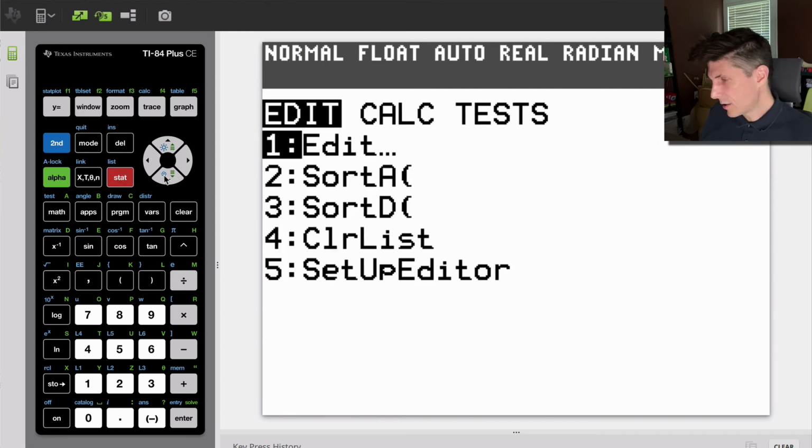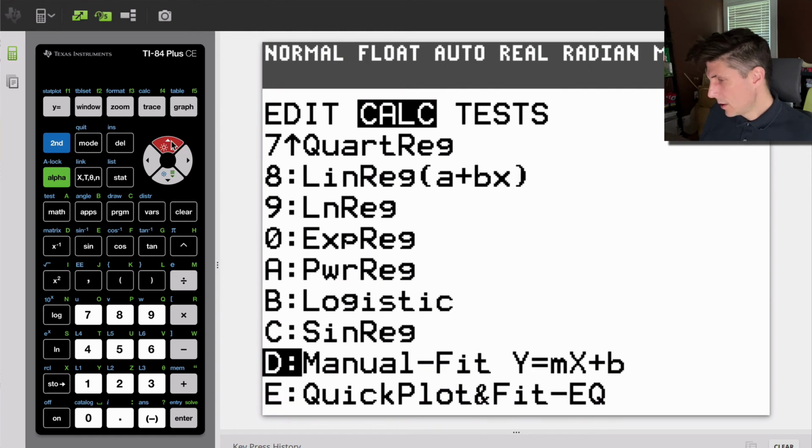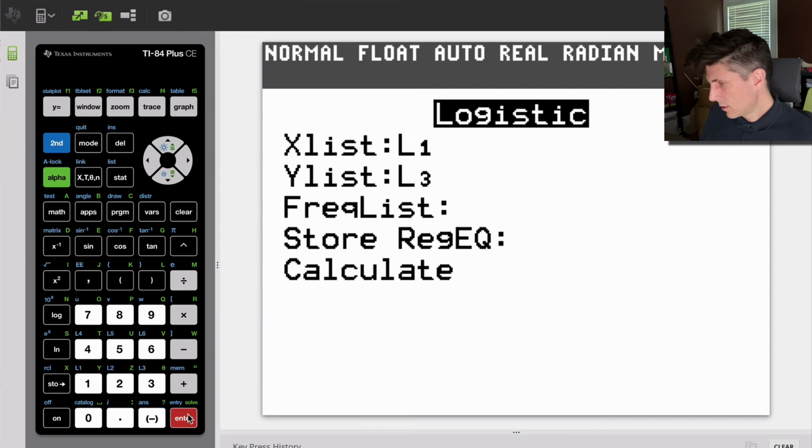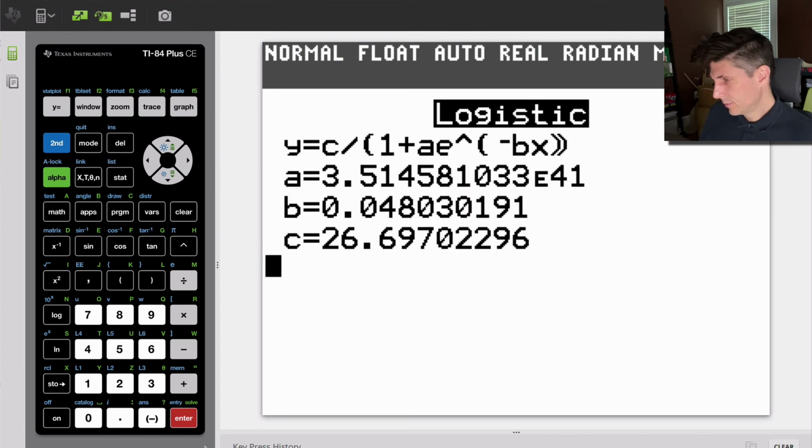So let's go stat, calc, and we're going to go logistic. It's going to go L1 and then second L2. And where should we store it? Y3. Great. It's thinking. Okay, and that should look familiar to you.